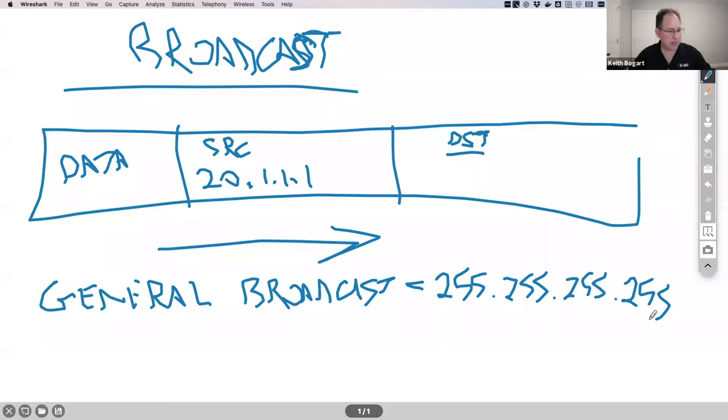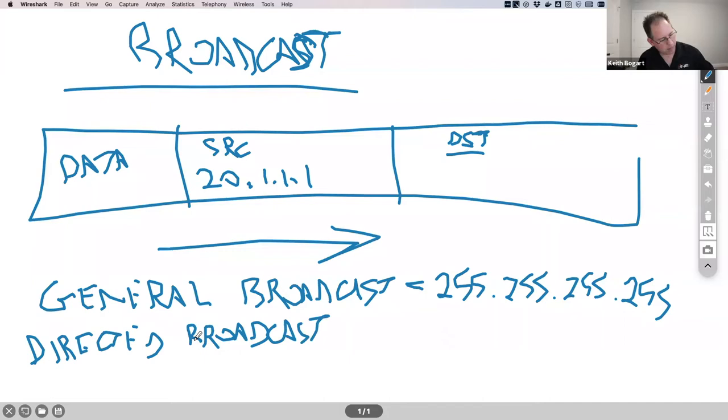Now, a lesser known type of broadcast is something called a directed broadcast. Okay, now keep in mind, when you send out a packet to this destination, the theory is this is going everywhere. Now you might say, whoa, wait a second. Does that mean if I send a packet to that, it's going to go all the way to Russia and China and Hawaii and every place else?